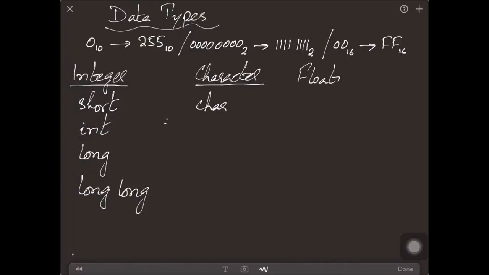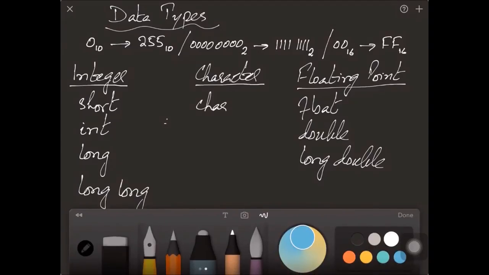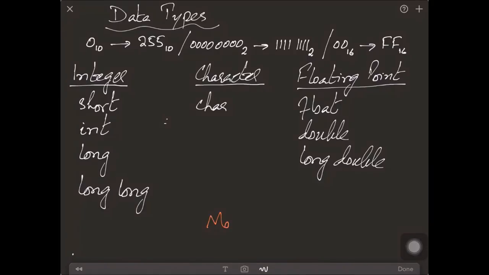If I talk about floating point numbers, we have float, double, and long double. Now the question is, what is the maximum or minimum value that can be contained in these data types? Let me change color. Max and min values. That is the range of these data types.